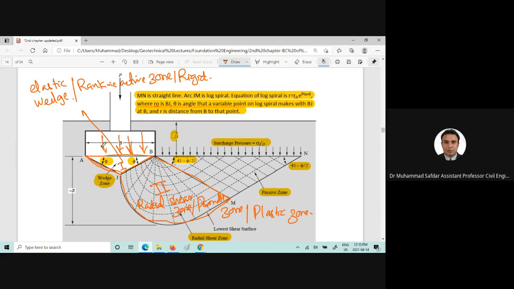because the load is applied onto the foundation here, and this will push the soil in here, and therefore this is the radial zone. Now this is the linear zone, and that is the Rankine passive zone. So the soil is pushed in this way.